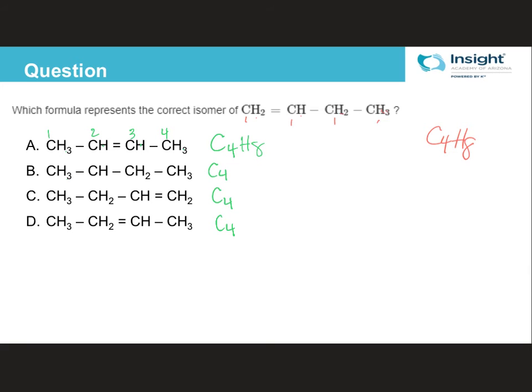3, 4, 5, 6, 7, 8, 9. Definitely not that one. 1, 2, 3, 4, 5, 6, 7, 8. Uh-oh. 1, 2, 3, 4, 5, 6, 7, 8, 9. Okay, I can definitely cross out those 2.